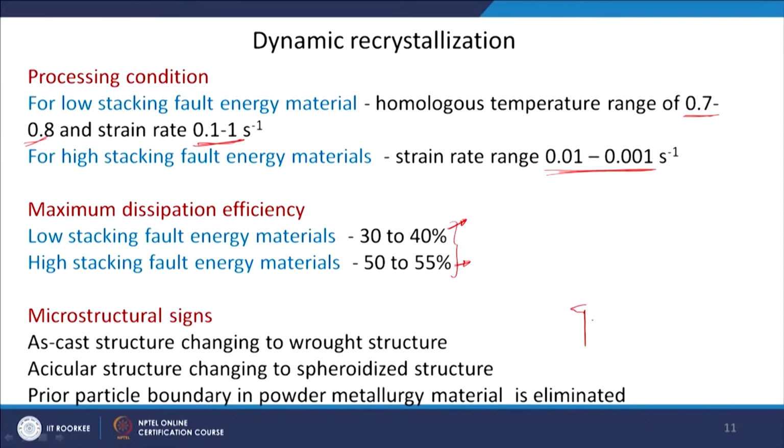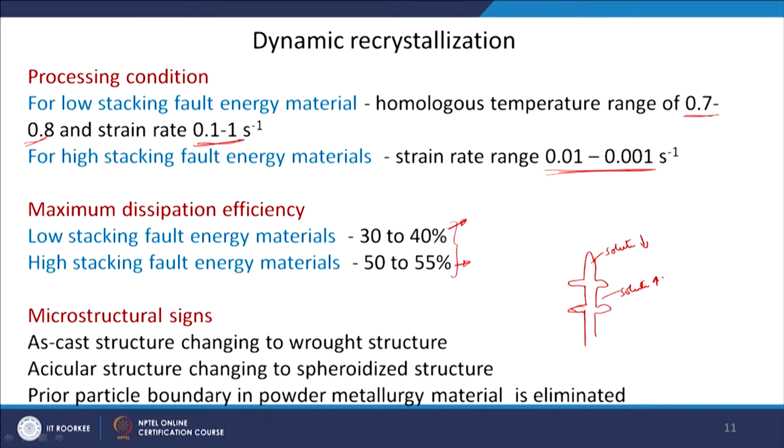Few more things you can add there. If you have a cast structure, I have already explained initially that you have dendrites. This is the primary dendrite and then you have a secondary dendrite, and so on. These are the dendrites which have lower solute content, and in between the two dendrites there will be an interdendritic region where the solute content will be high.